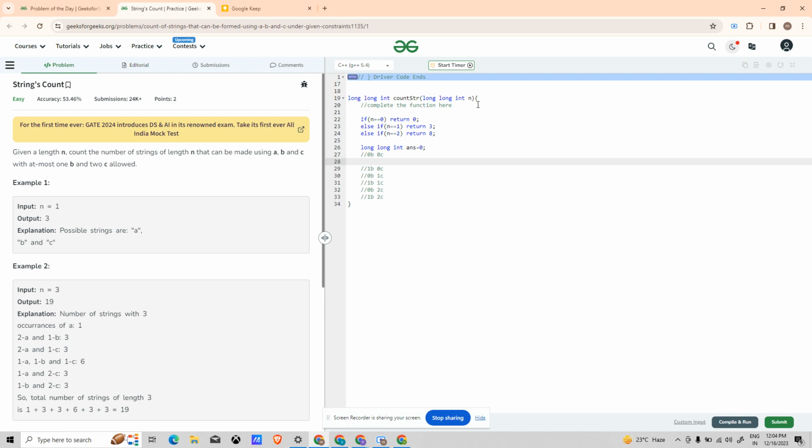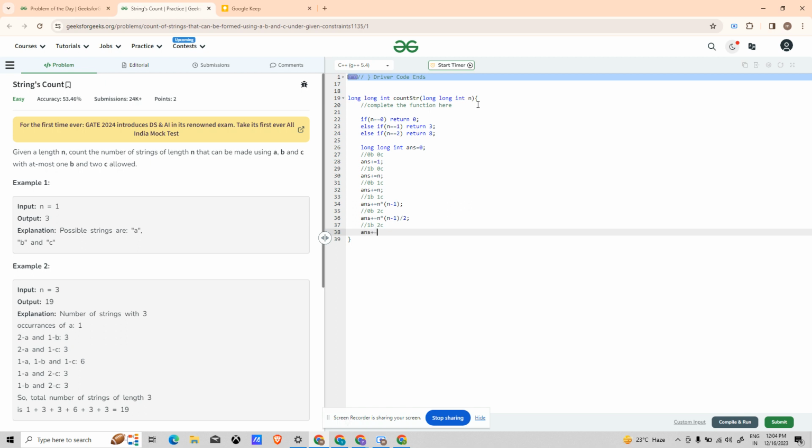For 0B and 0C, answer plus equals 1. For 1B and 0C, answer plus equals n. We discussed n factorial by n minus 1 factorial. For 0B and 1C, answer plus equals n. Again, n factorial by n minus 1 factorial. For 1B and 1C, answer plus equals n multiplied by n minus 1, because the number of places would be n minus 2 here. For this one, n into n minus 1, but extra divided by 2 because of two identical Cs.